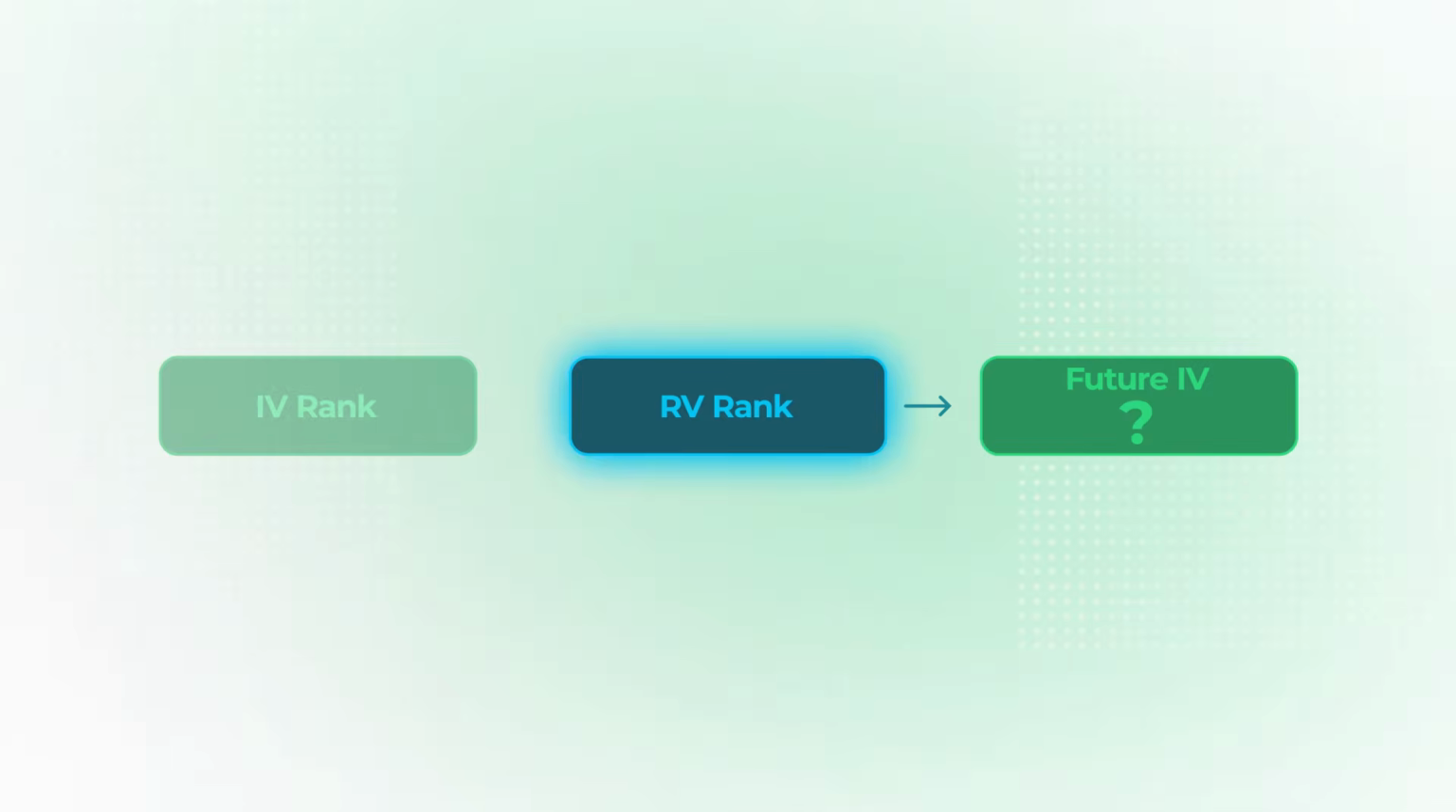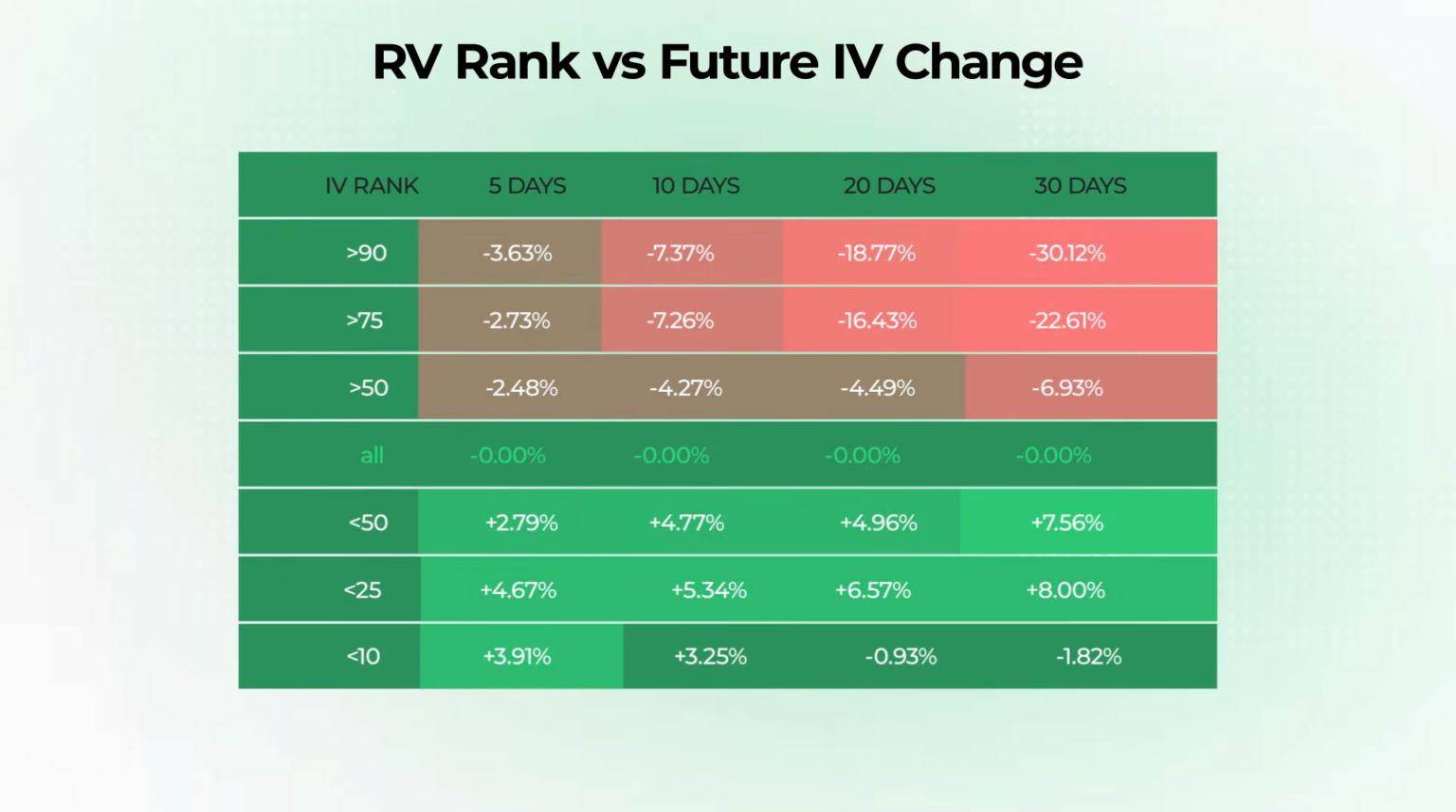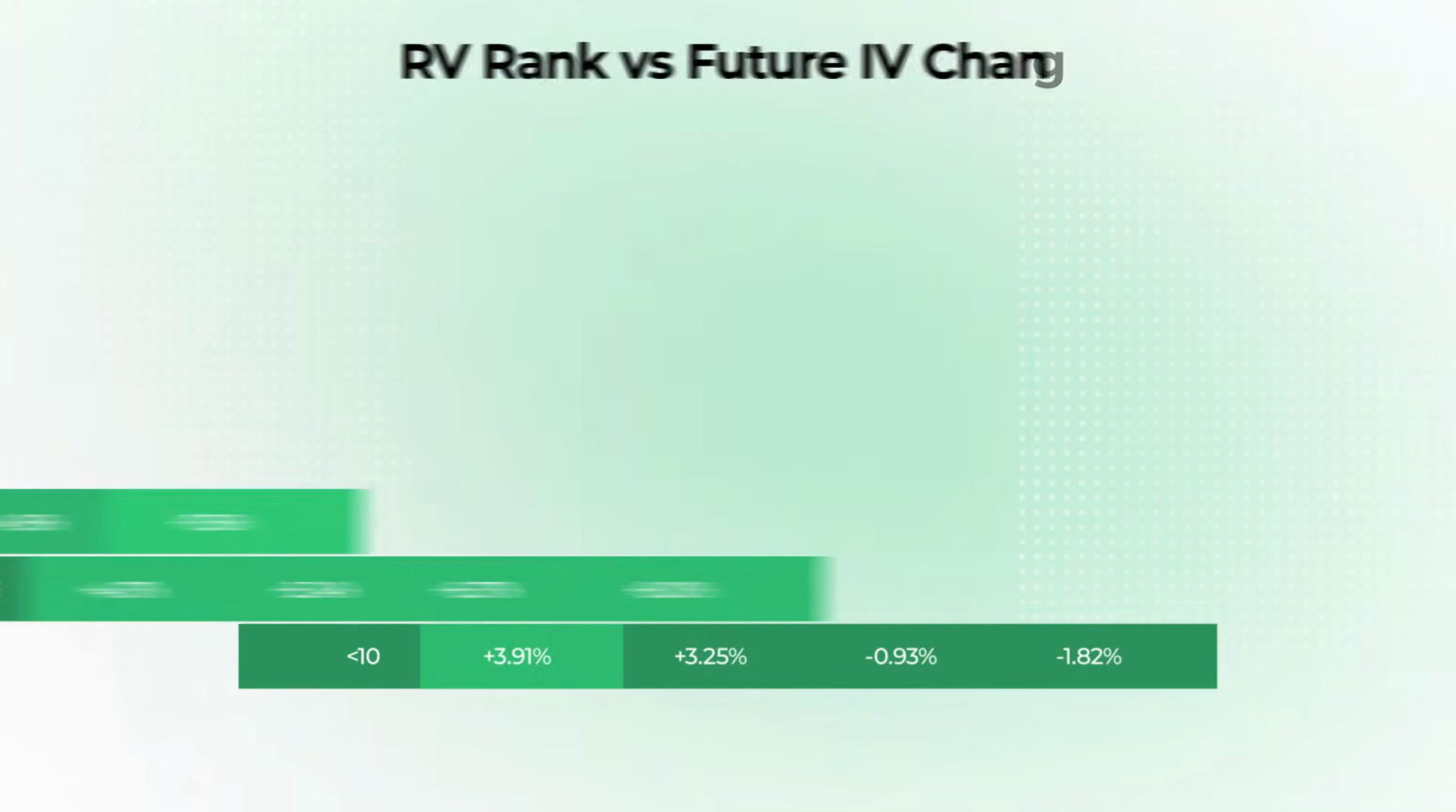Now the opposite case. Can RV rank predict future implied volatility? Yes, but the effect is softer. That's because RV is a lagging indicator. It reflects what already happened, so its pull on implied volatility is clear but less sharp. In SPY, after RV rank hits the 90th percentile, implied volatility fell 3.6% in a week, 7.4% in 2 weeks, and nearly 19% over the following month. And after low RV rank, implied volatility tends to rise. Same direction as everything we've seen, just gentler.